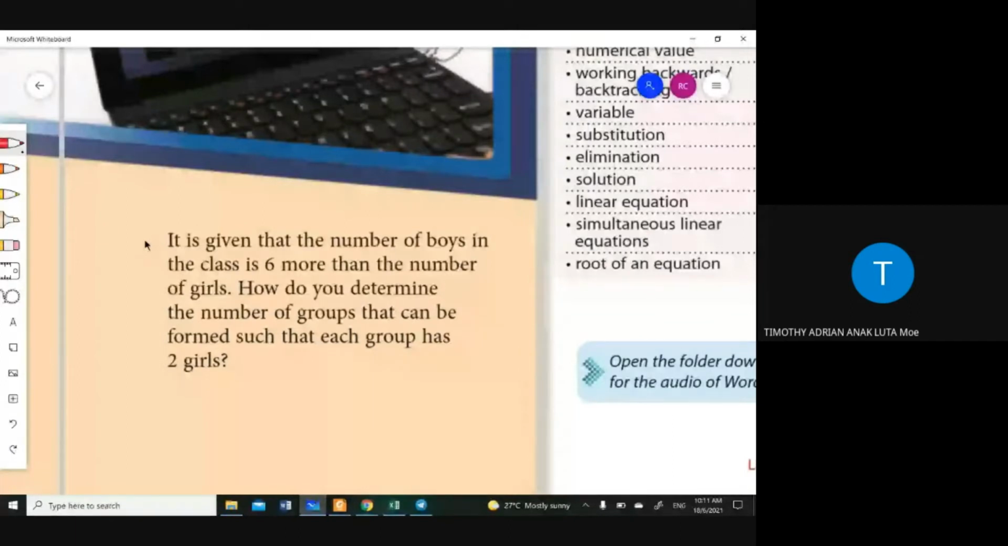Paragraph, okay. It is given that the number of boys in a class is 6 more than the number of girls. How do you determine the number of groups that can be formed such that each group has 2 girls? Okay, thank you very much.